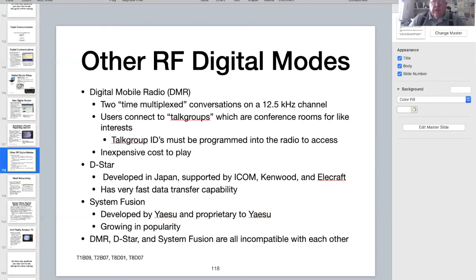There are also now on the market inexpensive hotspots, which act as a kind of a repeater at your house. A hotspot is connected to the internet and can be configured to be a D-Star hotspot, or a Fusion hotspot, or a DMR hotspot. Using a hotspot, you can then connect directly through the internet to various conference rooms or internet-connected repeaters.